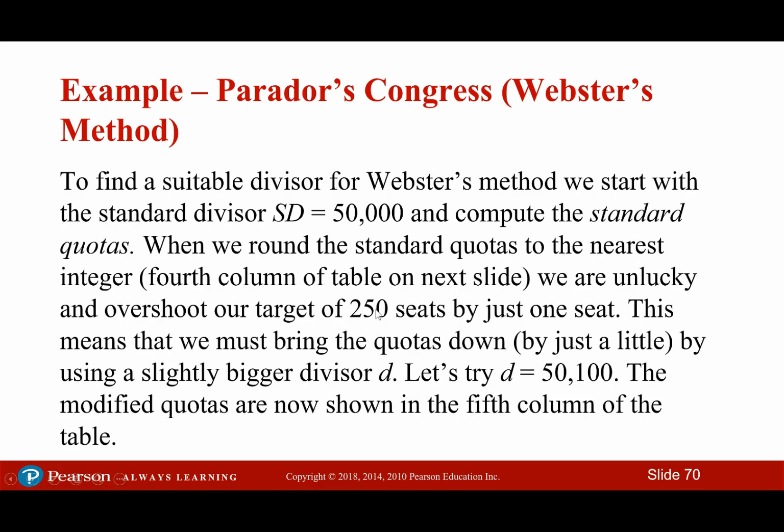So a quick one again here. Parador's Congress, here we go. The standard divisor is 50,000. Since we're going to be rounding up some of them and rounding down some of them, the divisor you're going to use is not going to go that far away from the standard divisor. It'll be pretty close. So 50,100 is what we're going to try.